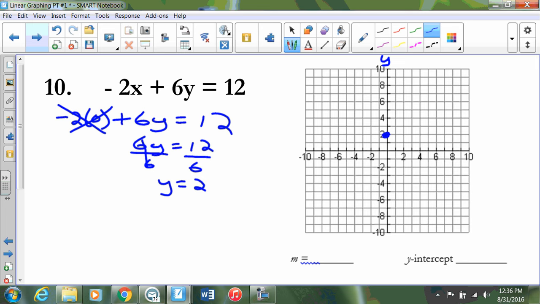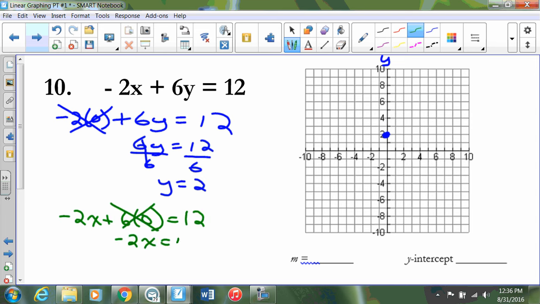Now we need to do the opposite. We need to go ahead and put in 0 when we see y, and that's going to give us our other answer. So when we plug 0 in for y, 6 times 0 is 0. It's gone. So then we just have -2x equals 12. We're going to divide both sides by -2. So we get x equals -6. That means go to the x-axis, find the -6, put the dot. Voila, we have 2 dots. 2 dots make a line, connect them, and we're done.